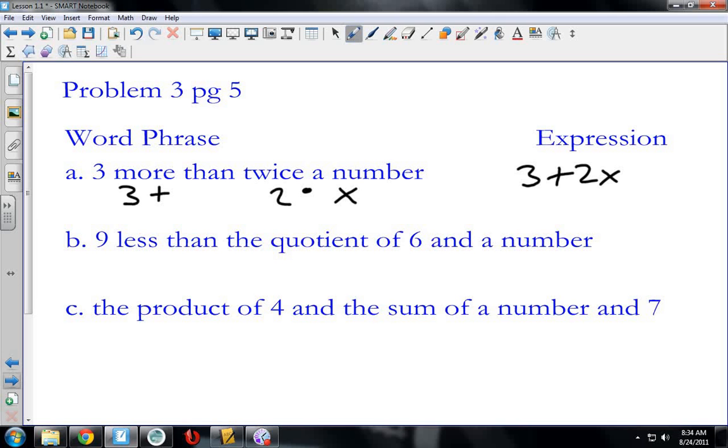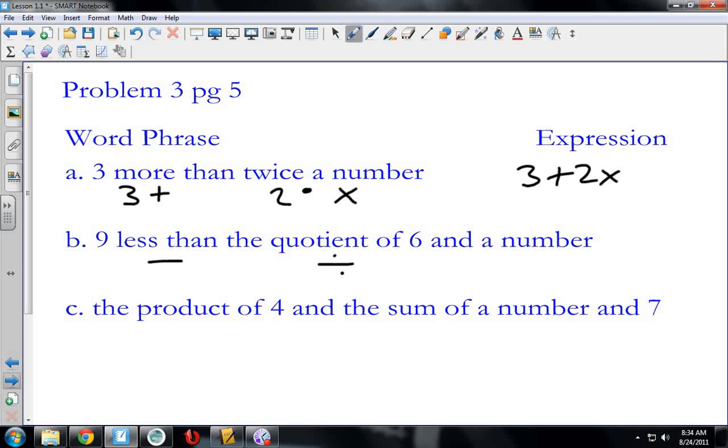How about 9 less than the quotient of 6 and a number? What are my operations that happen here? Tell me one of the operations that we're doing here. Taken away, right here, less than. It's taken away. And Eddie, why don't you help me with another one? There's one more operation in there. Yeah, right here, quotient.